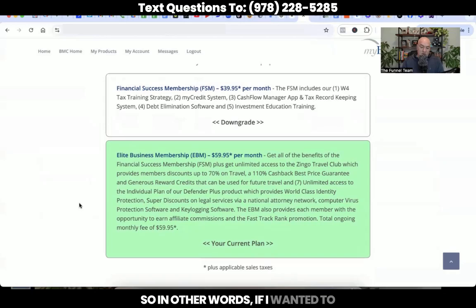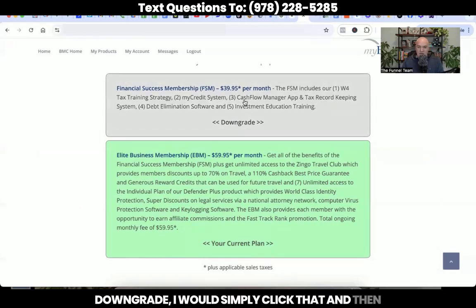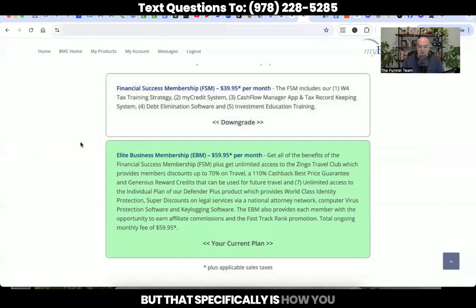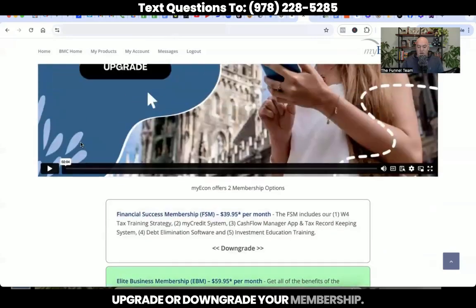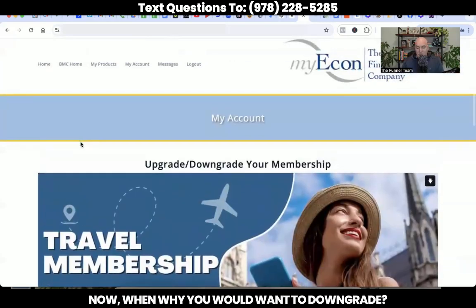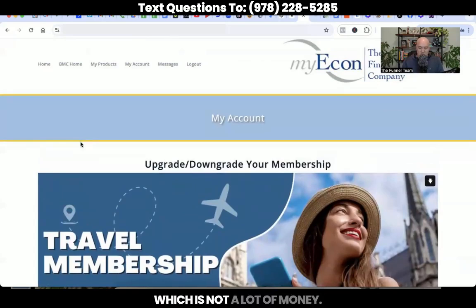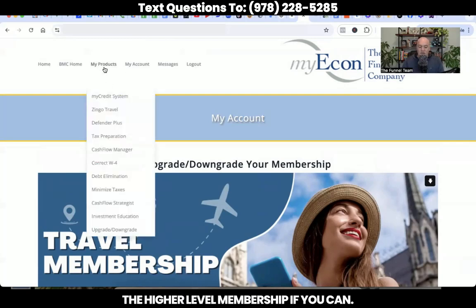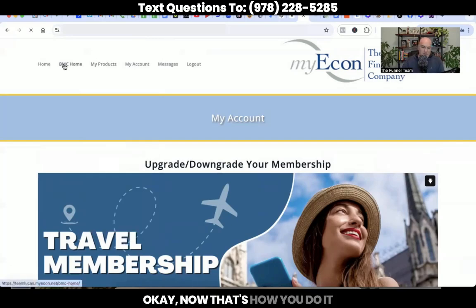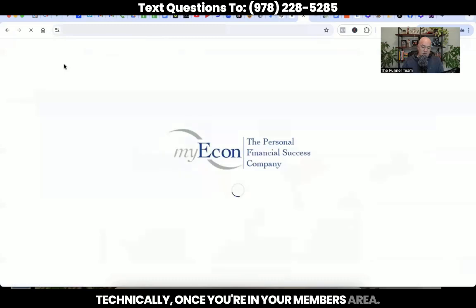So in other words, if I wanted to downgrade, I would simply click that and then follow the prompts and then complete the process. But that specifically is how you upgrade or downgrade your membership. Now, why you would want to downgrade, not really sure. There's only a $20 difference between the two memberships, which is not a lot of money. So I would do the EBM or the higher level membership if you can. Okay. Now, that's how you do it technically once you're in your members area.